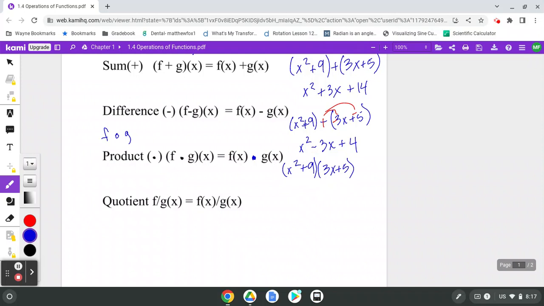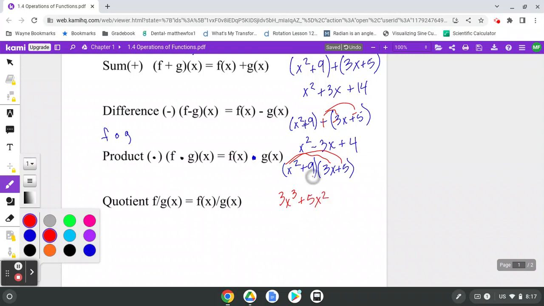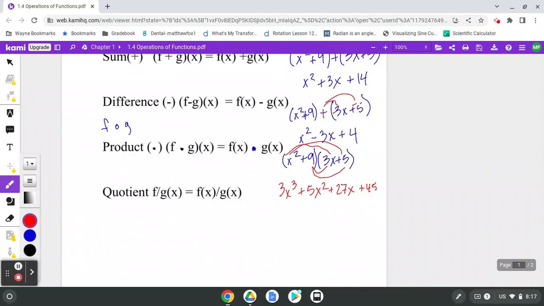To solve this, we're going to use that memory trick, the acronym FOIL. If you don't know that, it's kind of like distributing, but it just helps us remember. The F stands for first, so x squared times 3x will give us 3x to the third. O stands for outside, so 5 times x squared, plus 5x squared. I stands for inside, plus 27x. L stands for last, the last terms, so plus 45. Normally when we FOIL, we often have to combine some terms, but here we have x cubed, x squared, x, and then a constant, so there's nothing we have to combine.